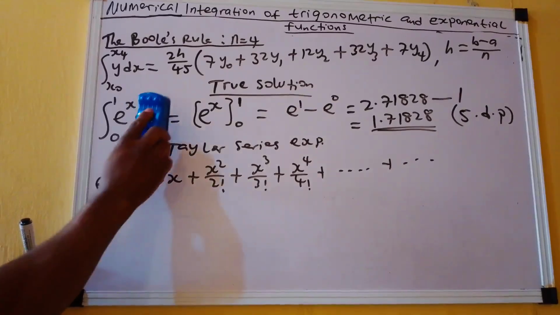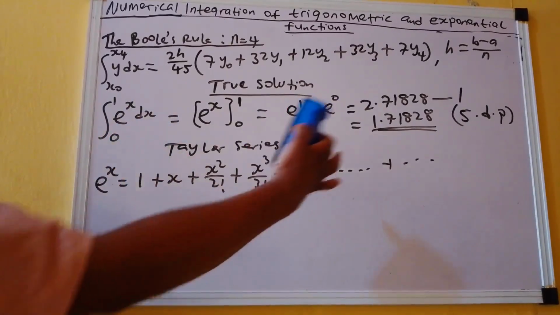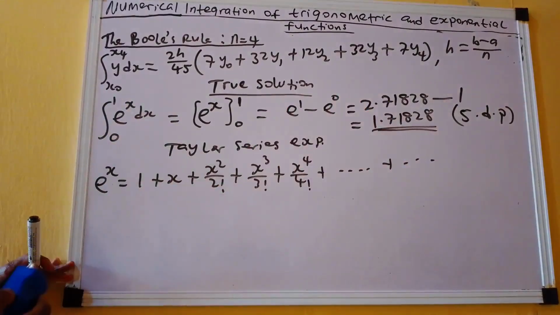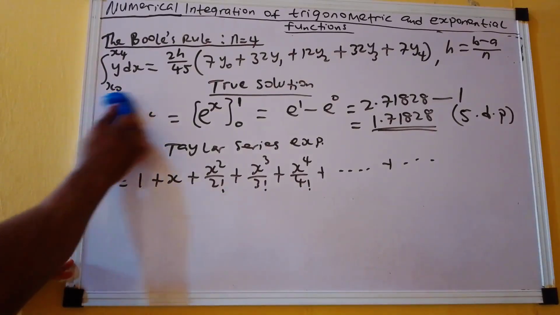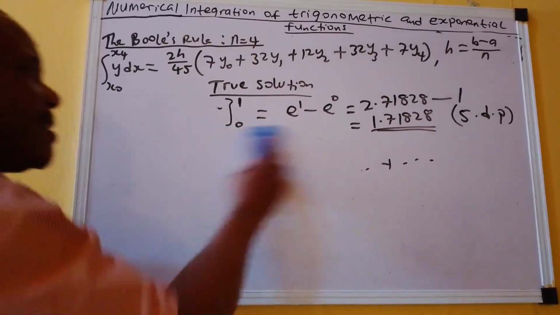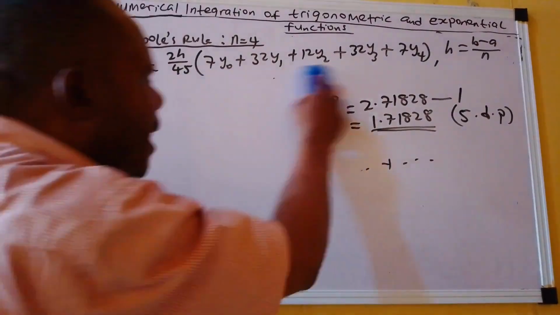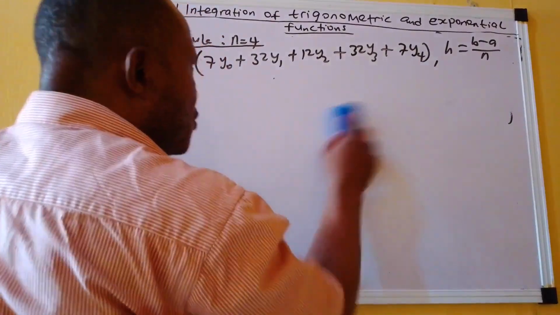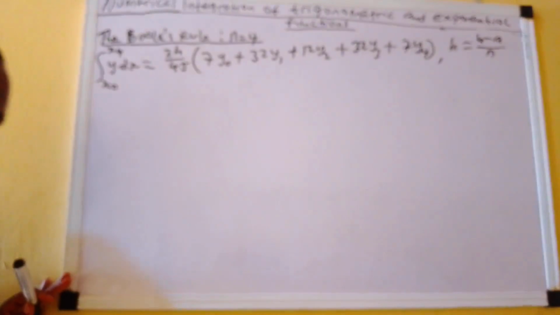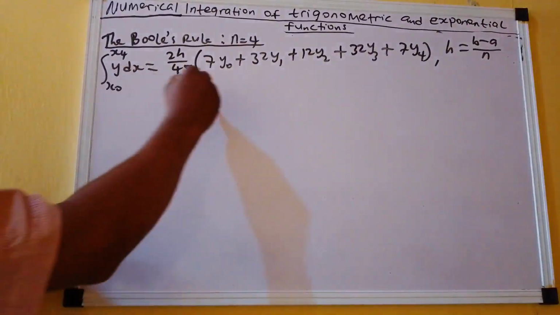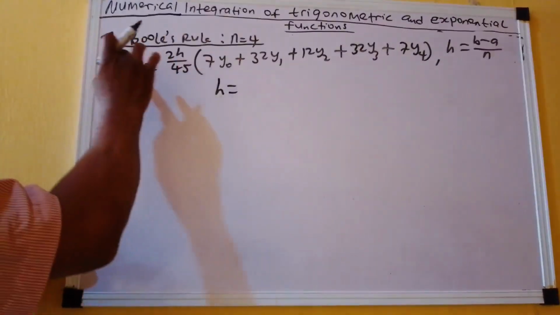So now let us go ahead and clean the board. Our true solution is 1.71828. Please take that as the true solution. Now we want to use our numerical solution to get this problem solved. Now for this particular one, our h is simple.